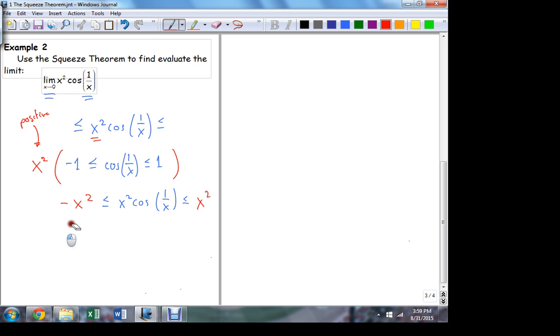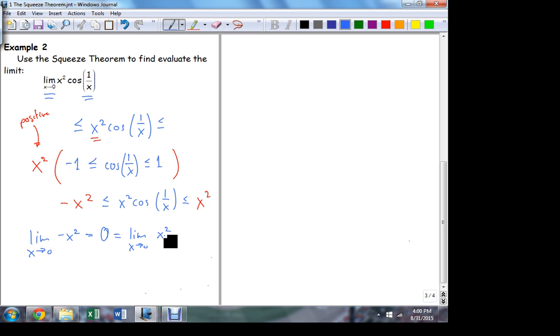So, what is it? For the left-hand endpoint, what is the limit as x approaches zero of negative x squared? Zero, right? This is direct substitution. It's a polynomial function, so this can be done by direct substitution. I plug zero in for x, I get zero. And what about the upper end? What's the limit at the upper end? Zero, same. So there, I did it.